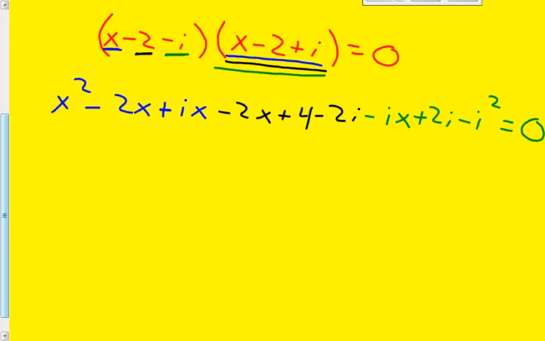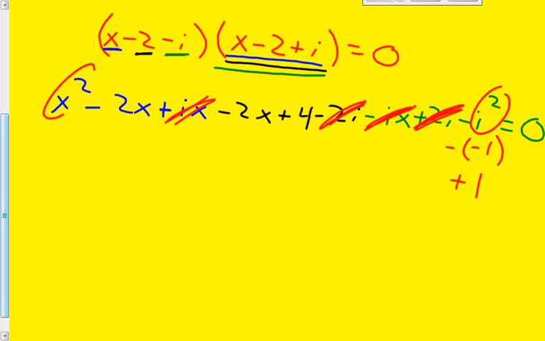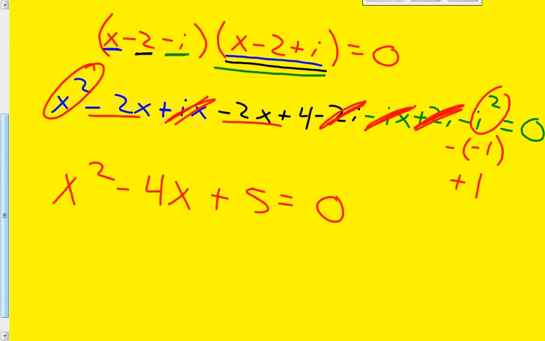All right, let's see what stuff cancels. A positive ix and a negative ix, gone. A negative 2i and a positive 2i, gone. A negative i squared is the same thing as a negative. i squared is a negative 1. So a negative negative 1 is now a positive 1. So what do we end up with? This x squared minus 2x minus 2x is a minus 4x, and 4 plus 1 is 5. That equals 0. x squared minus 4x plus 5.